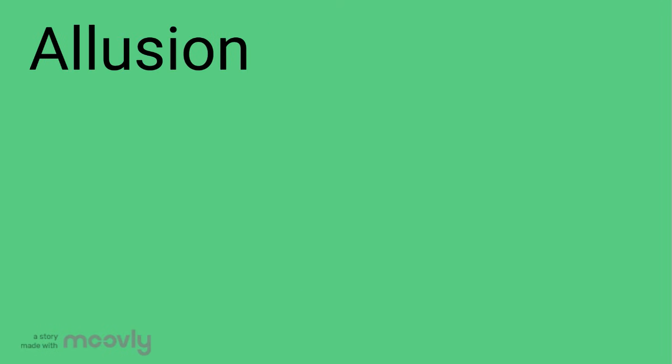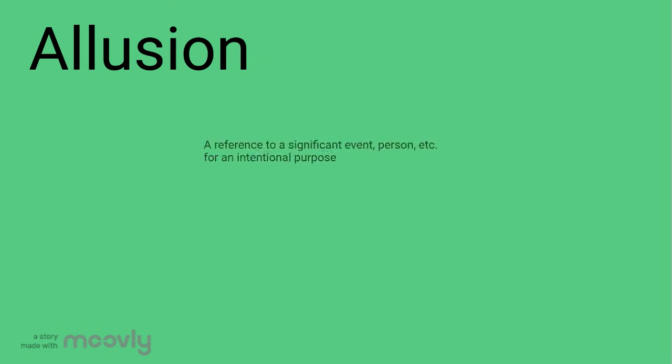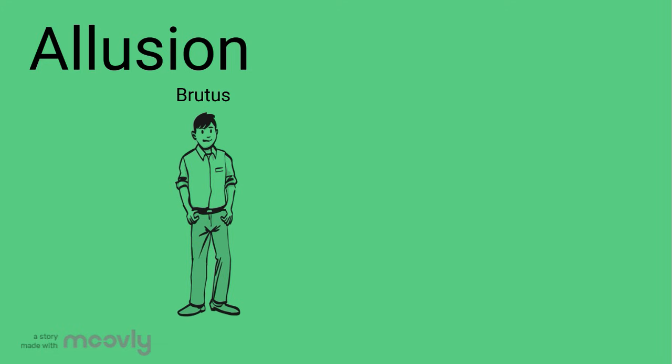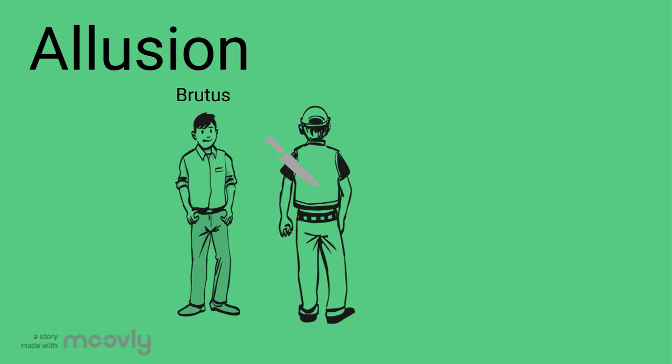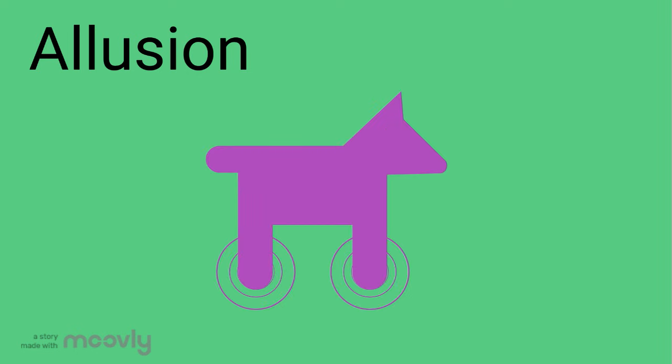Number 7, allusion. An allusion is a reference to a significant event, person, etc. This could be something current or something from history. Let's say I was trying to prove that someone was not a good person. I could call them Brutus to allude to the person who stabbed Caesar in the back. If I wanted to make something that seemed good sound really bad, I could call it a Trojan horse. The thing with allusions is that you have to know what they're referencing to really get them.